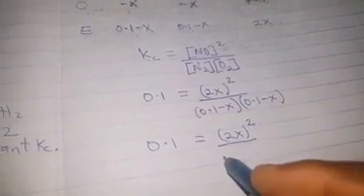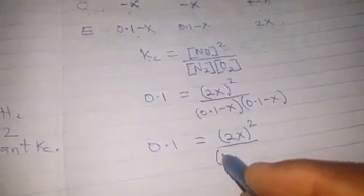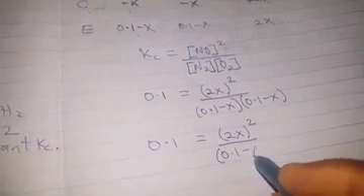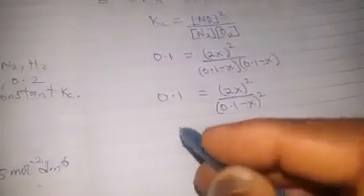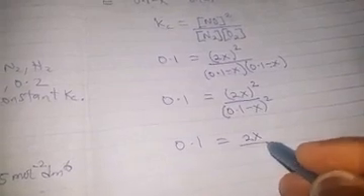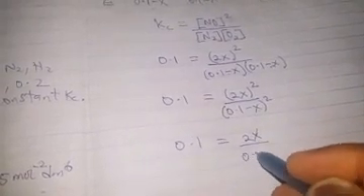Now all over 0.1 minus X, 0.1 minus X gives us 0.1 minus X all squared, since they are the same thing. Okay, so we can have 0.1 equal to, since both numerator and denominator have the same power squared, we can write this as 2X all over 0.1 minus X all squared.